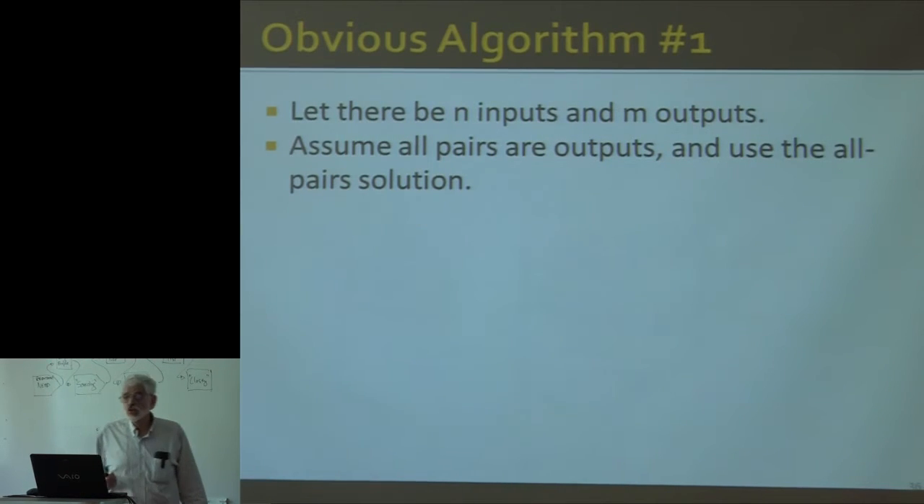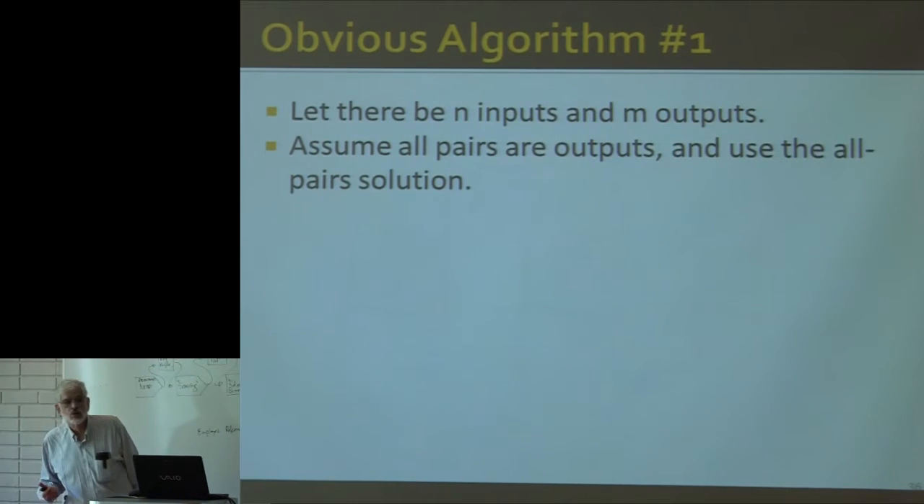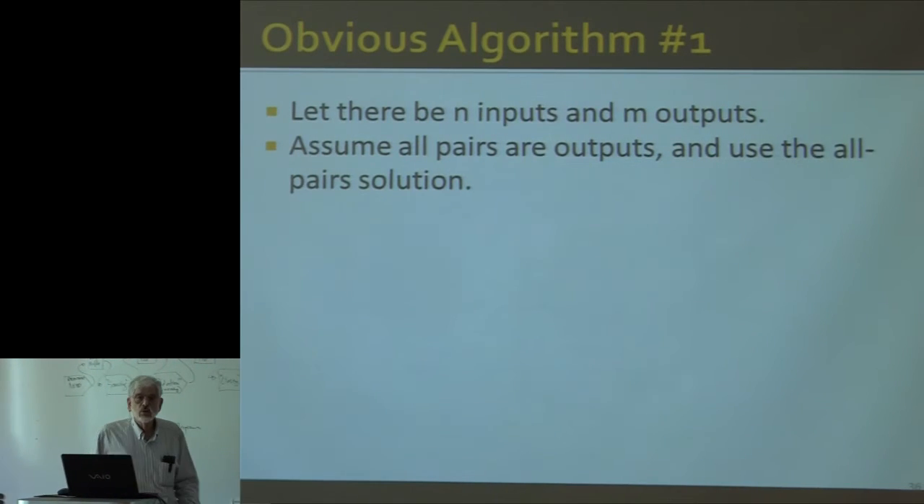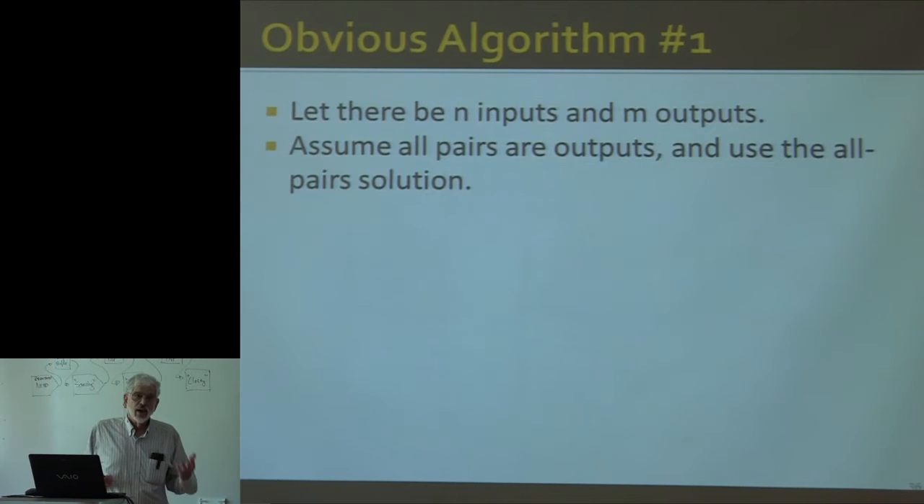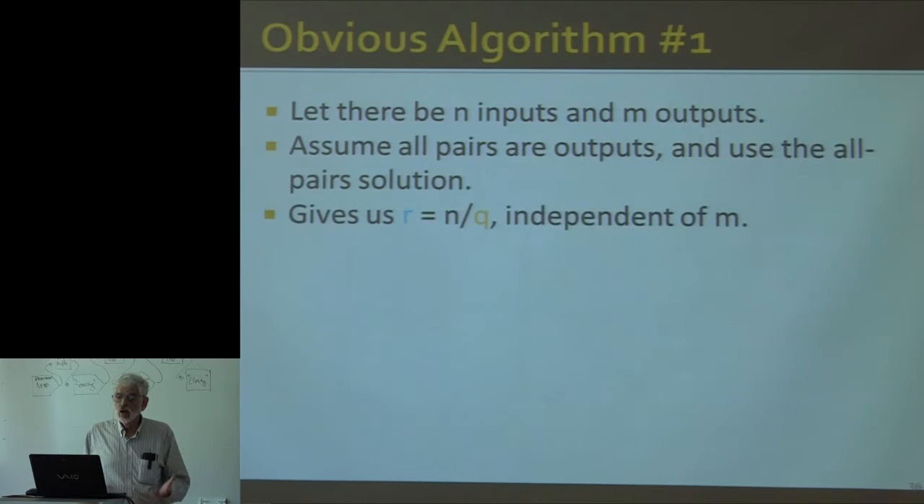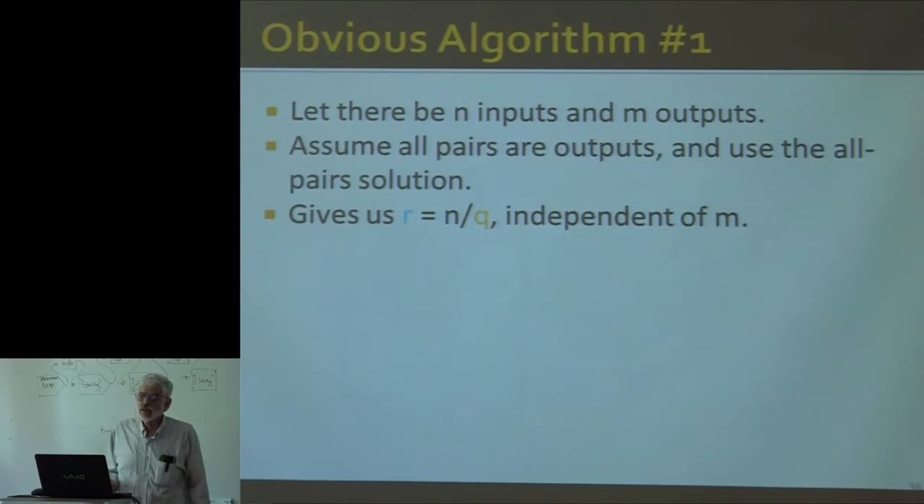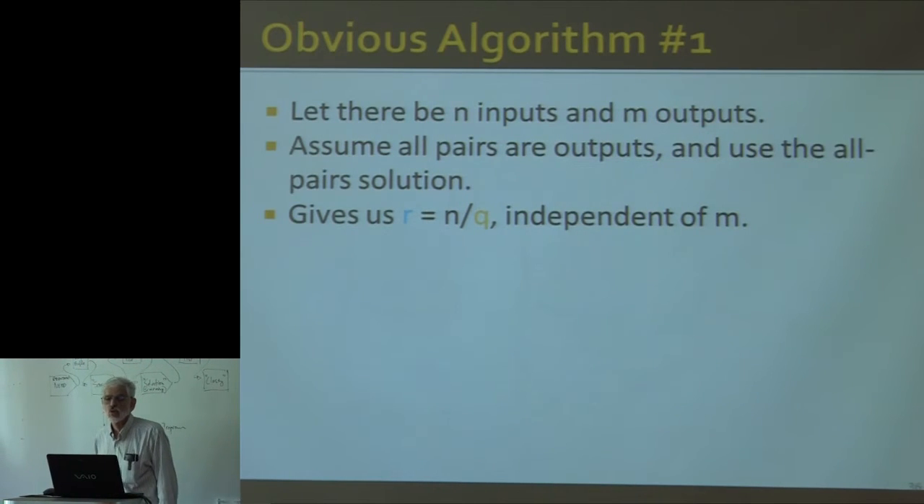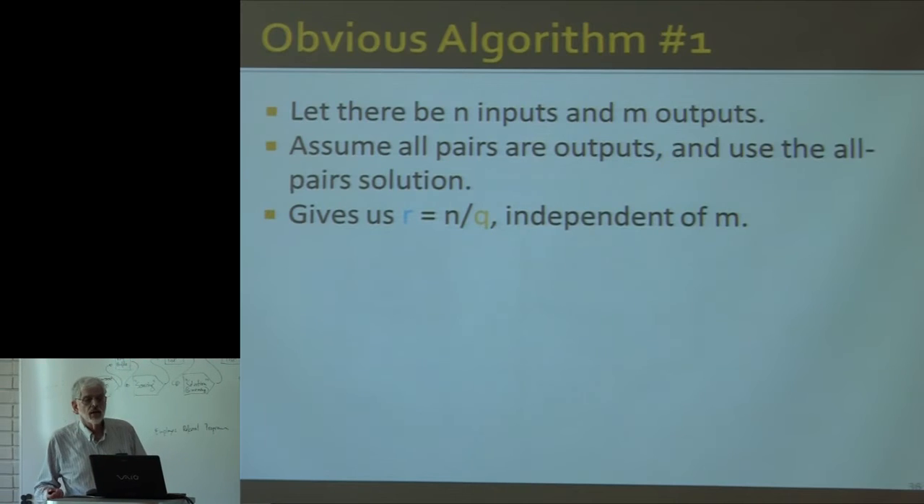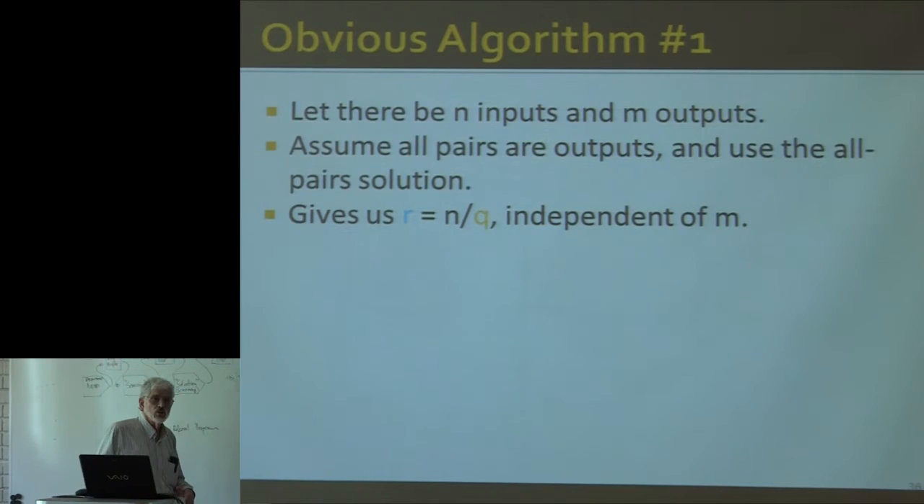One thing we could do is just ignore the fact that we don't need all pairs as outputs and just pretend we do. Okay, and then we have the solution to the all pairs problem. Again, if we take the optimal algorithm that I didn't tell you about, what you'll get is R is n over q, and it doesn't depend on m. M can be as high as n squared over 2. It doesn't matter.